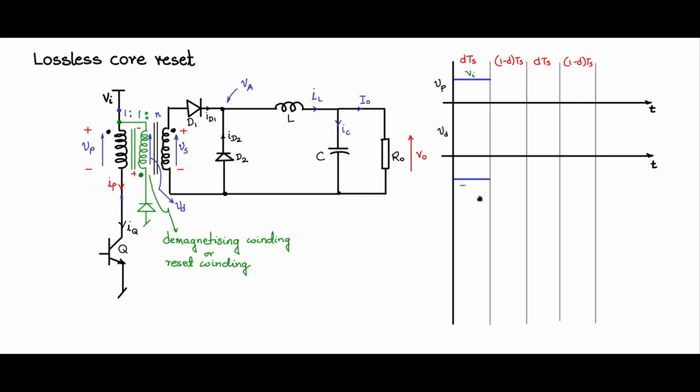for Vd, minus Vi. Because it is minus Vi, the diode is reverse biased, because there is a minus Vi and there is also a Vi of the supply. So minus 2 Vi comes across the diode. The diode is reverse biased, no current flows through it.